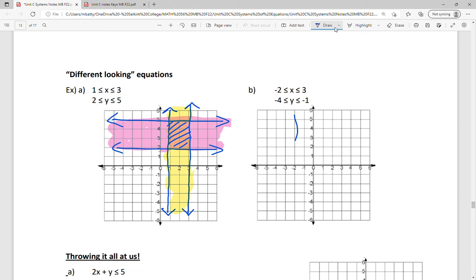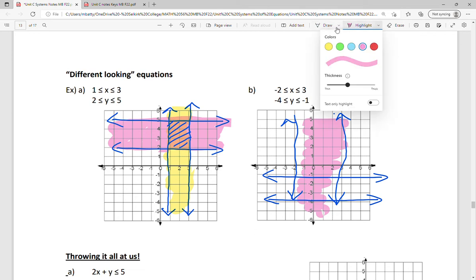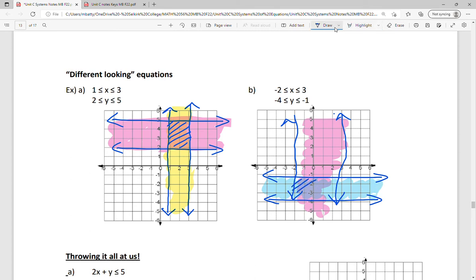So I'll draw mine. Oops, that is not a straight line. Use your imagination. And again, where the shaded regions overlap is the solution to these systems.